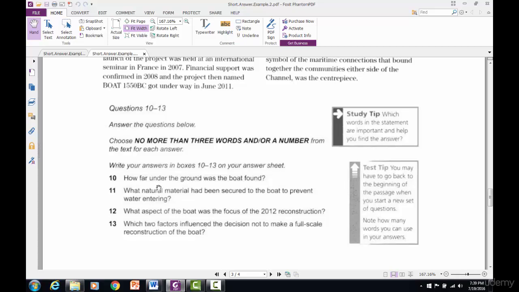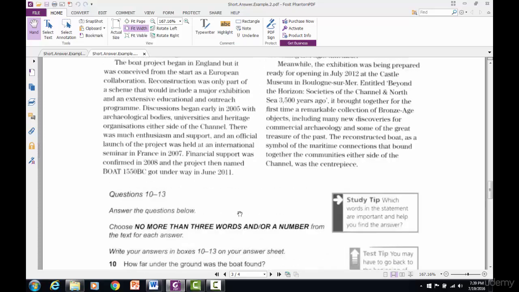So we have how far under the ground was the boat found? What natural material has been secured to the boat? What aspect of the boat was the focus of 2012 reconstruction? So when we look at numbers 10, 11, 12, and 13, number 12 is going to be the easiest one to find first, because it has a date, 2012. So what aspect of the boat was the focus of 2012 reconstruction? So let's look for that.